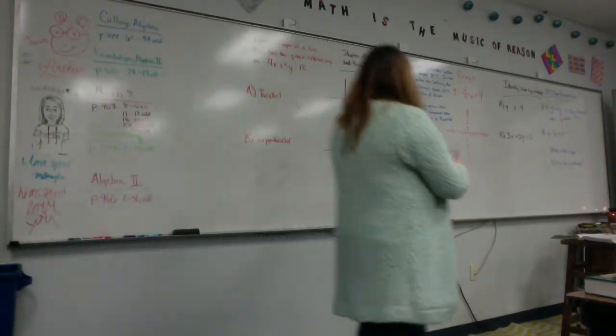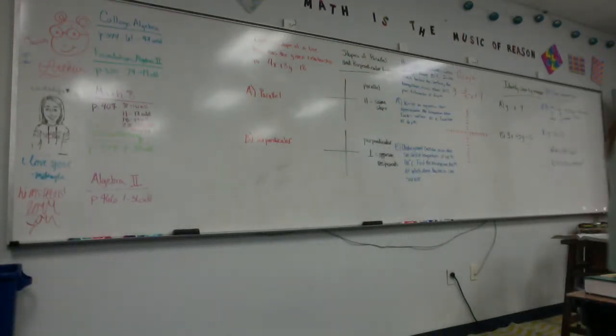So when you put something into y equals form, what did we call that before? That's function form. When I put it in function form, I'm putting it in slope-intercept form, okay? Slope-intercept. You know what a slope is.